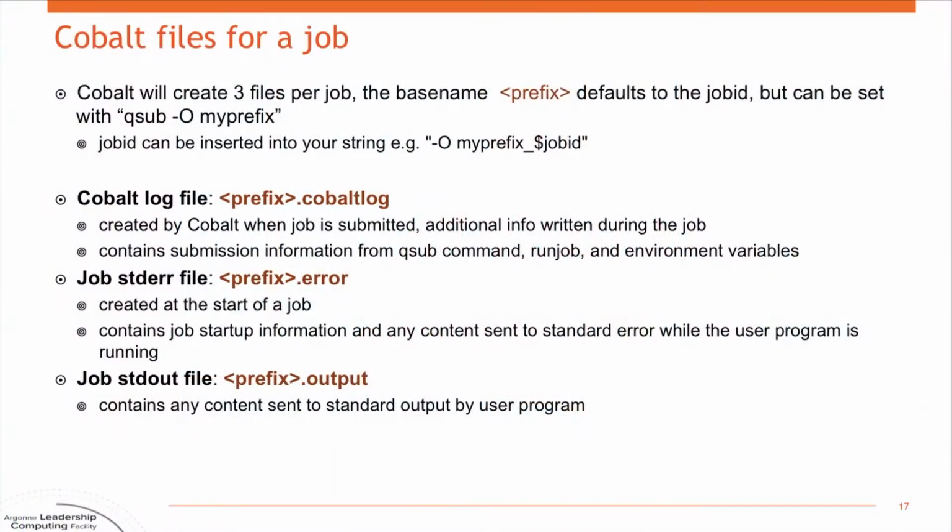QStat tells you what's going on with your job like you'd expect. And after your job starts running, and at various stages, these files will show up. You'll see a file that's something like 123.cobalt log, where 123 is your job number. So you do qsub job.sh, and it'll spit out the job number. And you'll see that 123.cobalt log has been created. And then when the job actually starts running, if it does, you'll see 123.error is the standard error for the job. 123.output is the standard out.